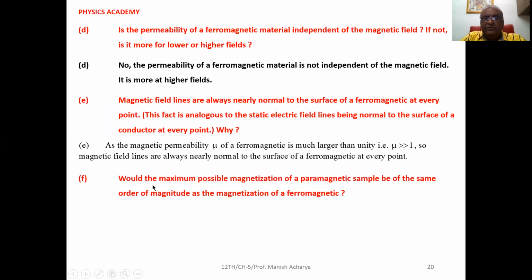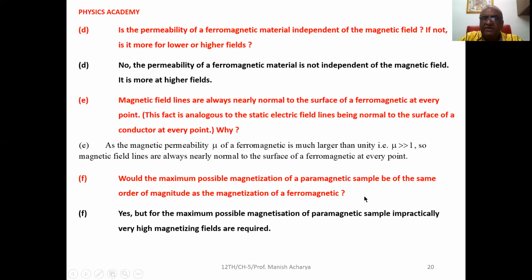F. Would the maximum possible magnetization of a paramagnetic sample be of the same order of magnitude as the magnetization of a ferromagnet? Yes, but for the maximum possible magnetization of a paramagnetic sample, impractically high magnetizing fields are required. Clear?